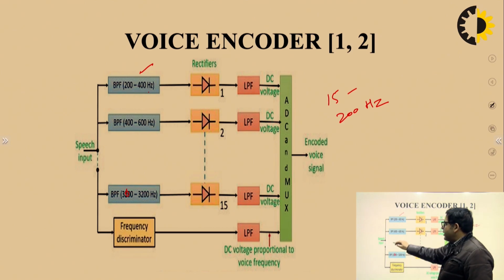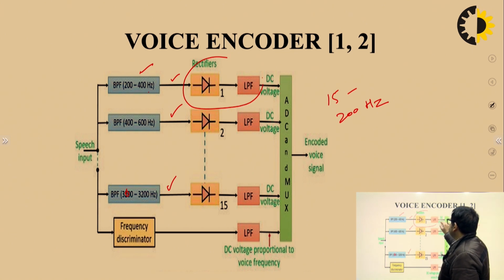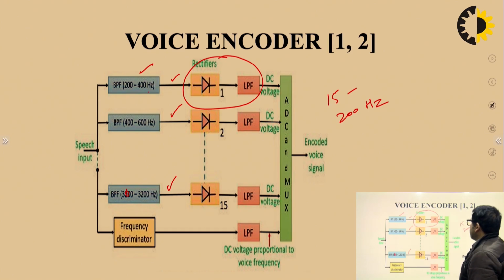So the entire speech is divided into 15 narrowband signals, and these narrowband signals are passed through a rectifier and low pass filter. The combination of rectifier and low pass filter produces a DC voltage. At the last, these DC voltages are combined, multiplexed, and analog to digital converted for transmission.